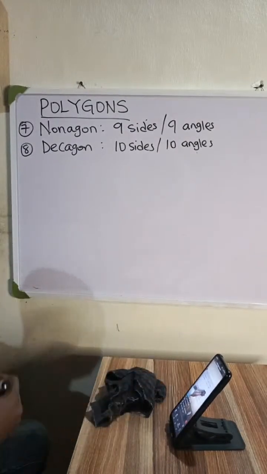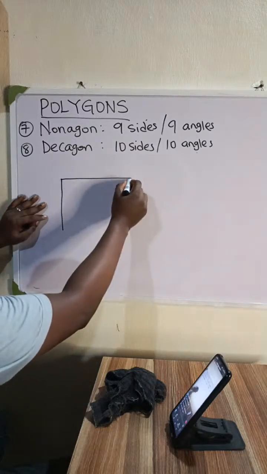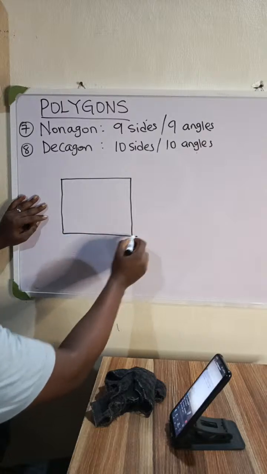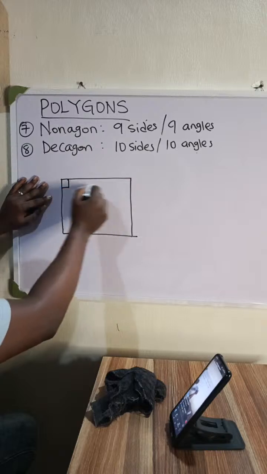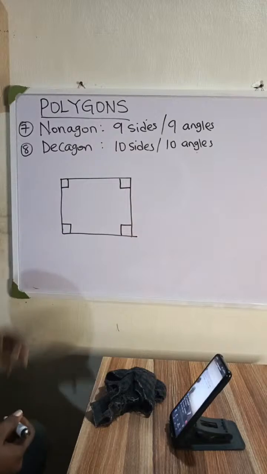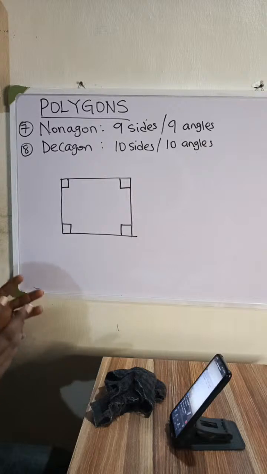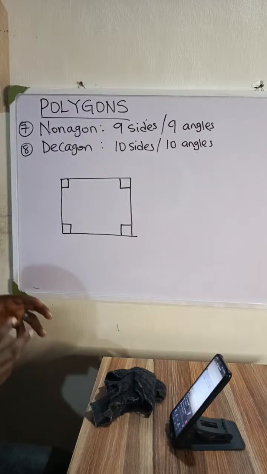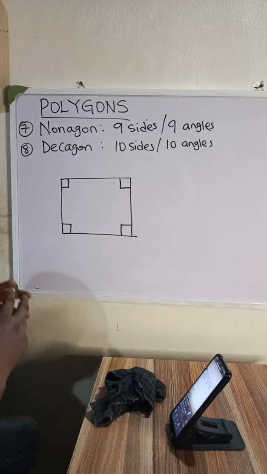So let's use a quadrilateral as an example. Remember, a quadrilateral is a polygon that has 4 sides. So if this is a quadrilateral, it has angle here, angle here, angle here, and angle here. Now, the next thing we're going to look at is the sum of angles in a polygon. So in each of the different types of polygons, how do we find the sum of angles in those polygons? Okay, so that's what we're going to be looking at.